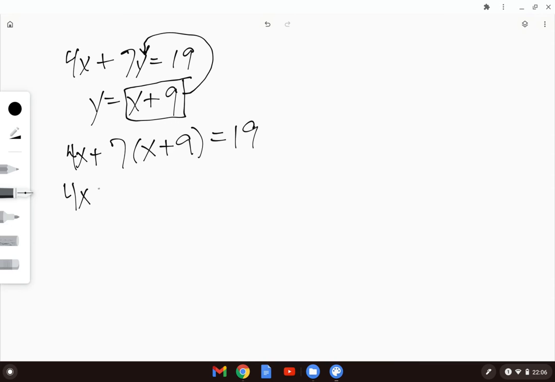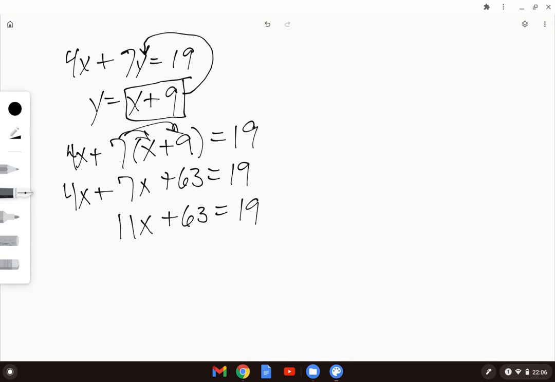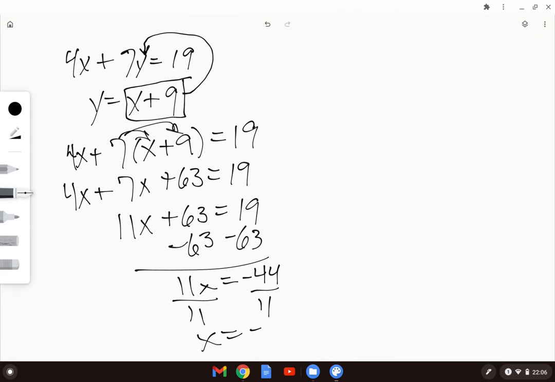And then we're simply going to solve the equation. So we distribute here. Now I have 11x plus 63 equals 19. I'll subtract 63 from both sides, and I have 11x equals negative 44. I divide both sides by 11, and I get x equals negative 4. So there is the second step of solving the equation for the other variable. I substituted the value of y and then solved for x.